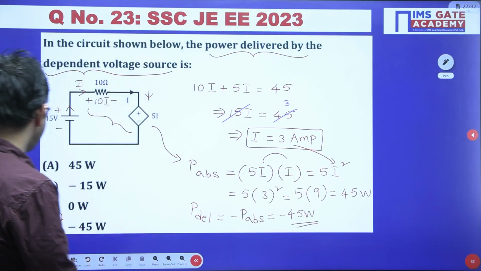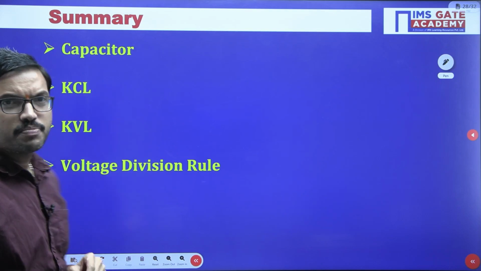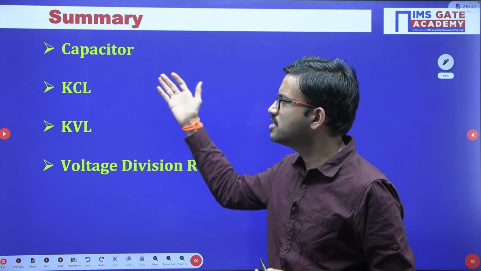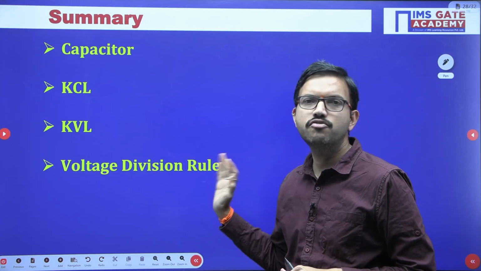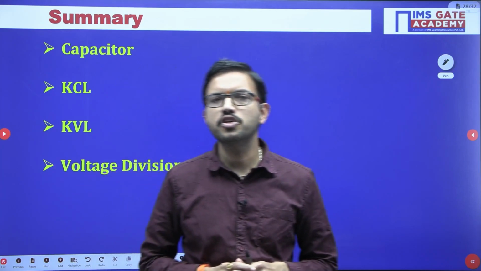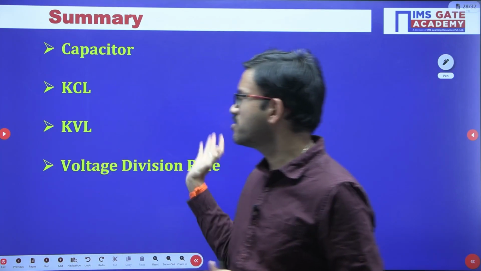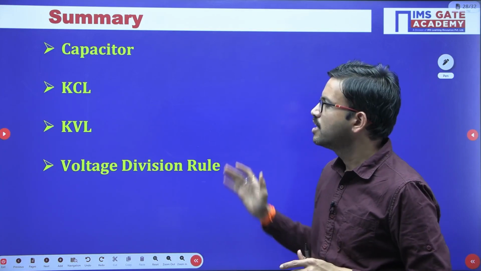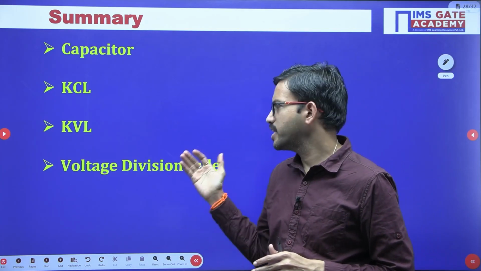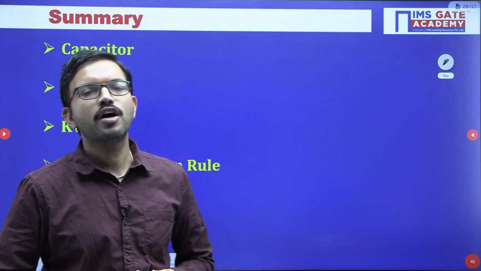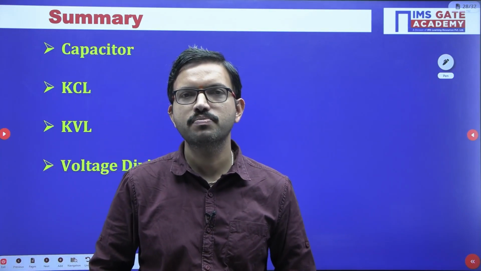So in this particular session, we have covered the questions based on capacitor, then KCL, KVL, and voltage division rule, right? Similarly, in the upcoming session, I am going to discuss the network theory previous year questions which were asked in the SSC JE in the previous years, regarding the continuation topics like current division rule and other concepts. I hope all of you got maximum benefit from this particular session, right?